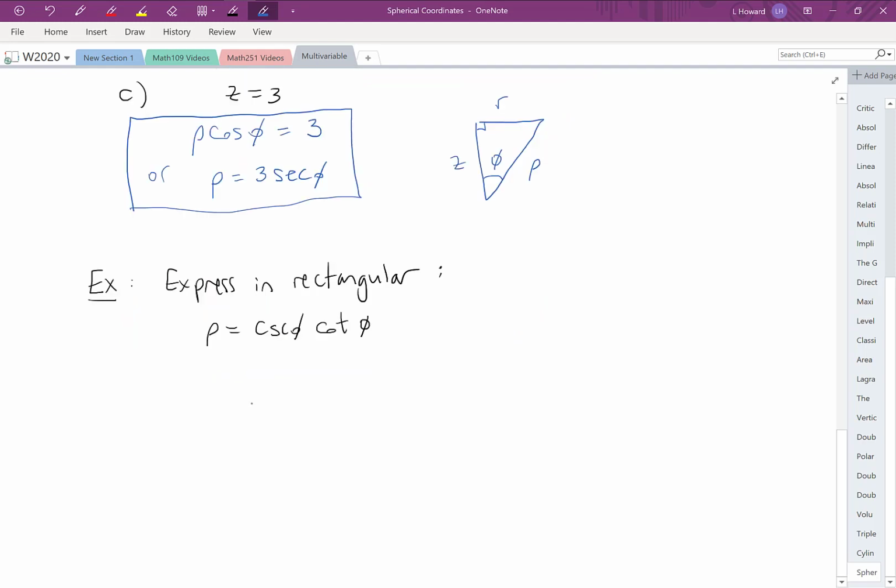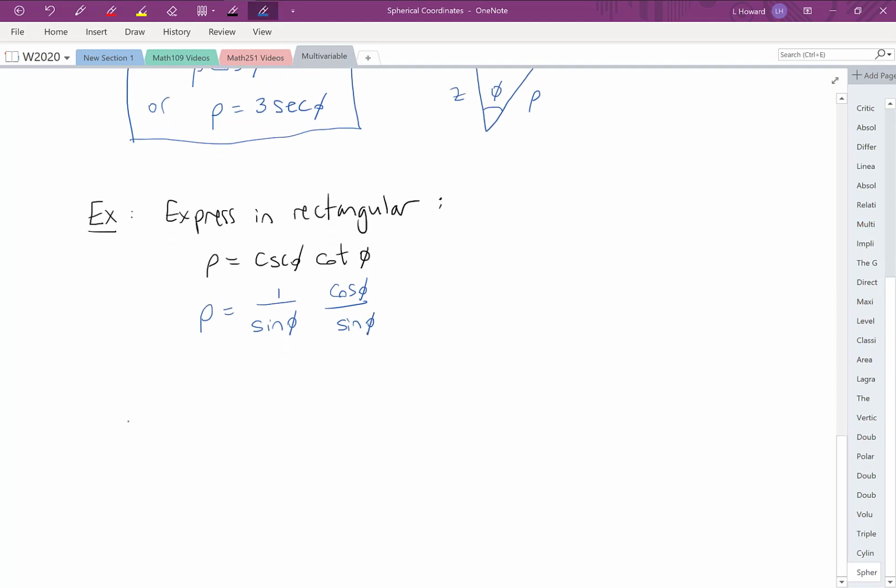Let's see if we can go backwards and express a certain surface in rectangular coordinates. The equation right now is written in spherical. Rho equals cosecant phi times cotangent phi. Okay, well, first thing I'd probably do is just write cosecant and cotangent in terms of cos and sine. So cosecant phi is 1 over sine phi, and cotangent phi is cos phi over sine phi. So I would like to multiply both sides here by sine squared phi, just to get rid of the denominators. So we've got rho sine squared phi equals cos phi.